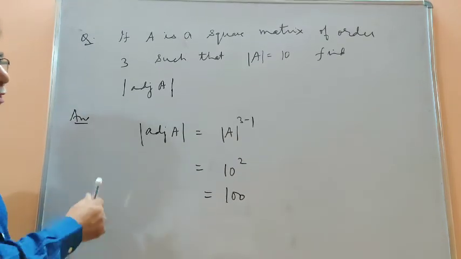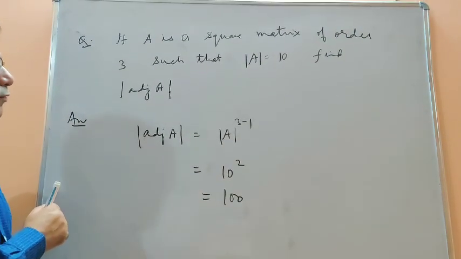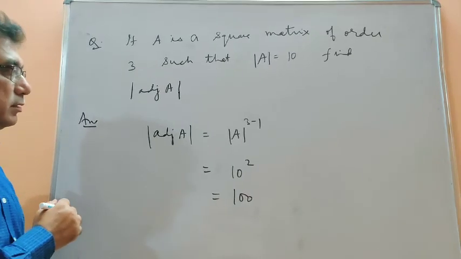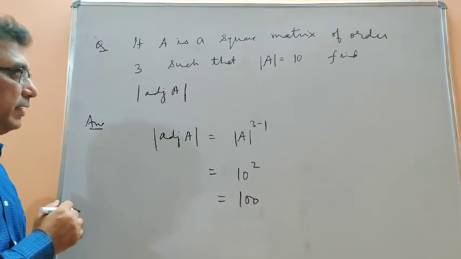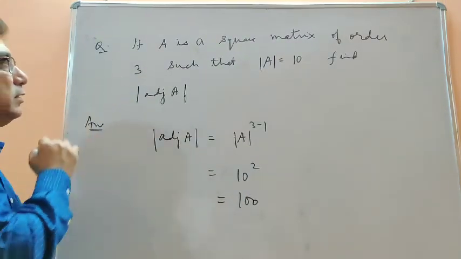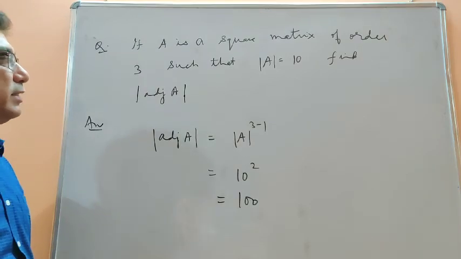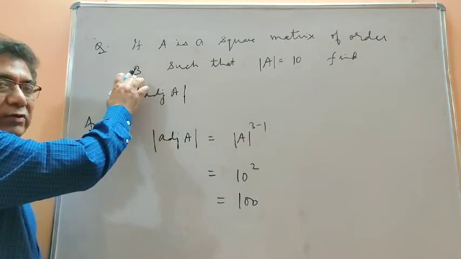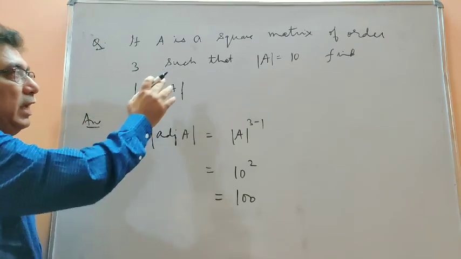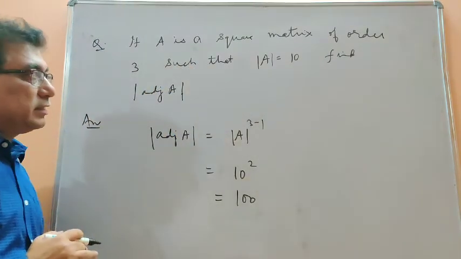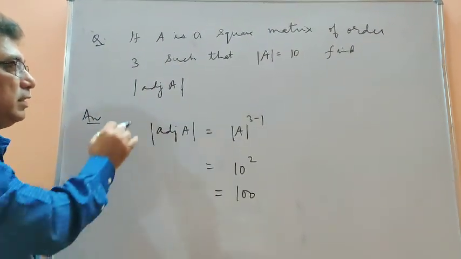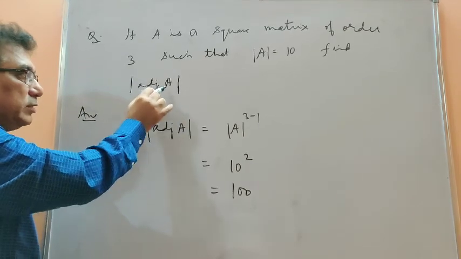Now I have taken one question which will use our previous property. Here it is given that A is a square matrix of order 3. The value of n is 3, and the value of its determinant is 10. Then what is the value of the determinant of adjoint A?